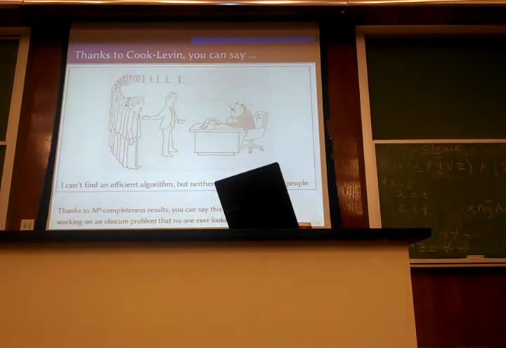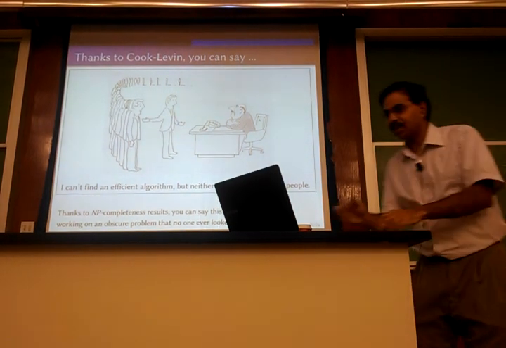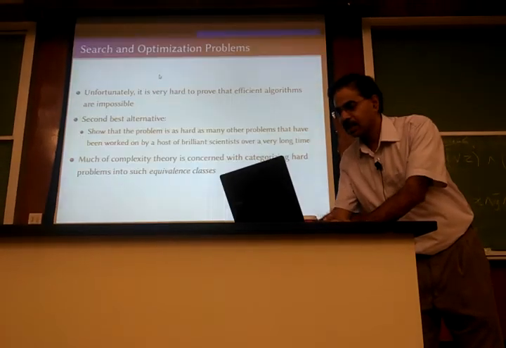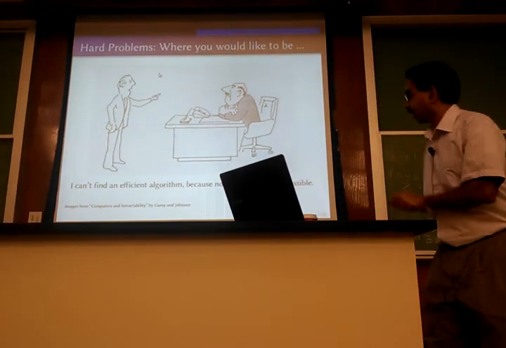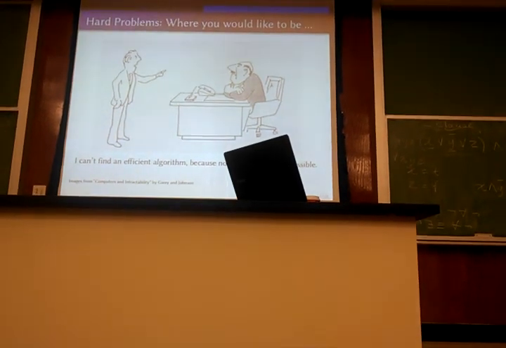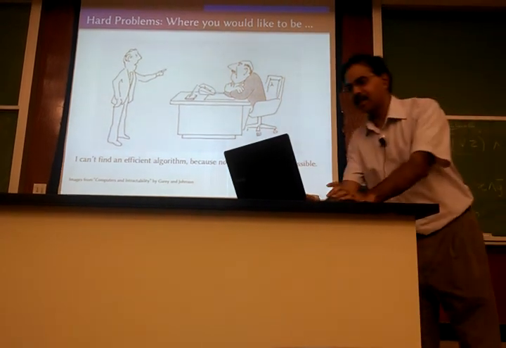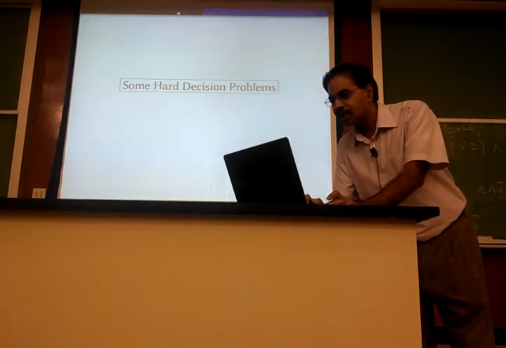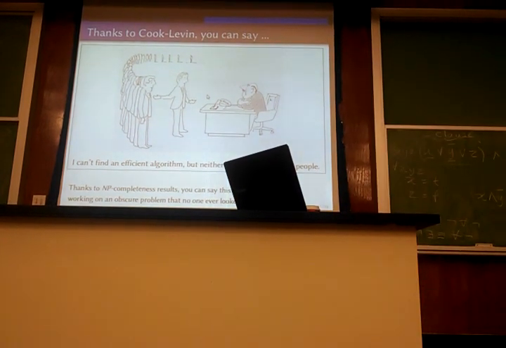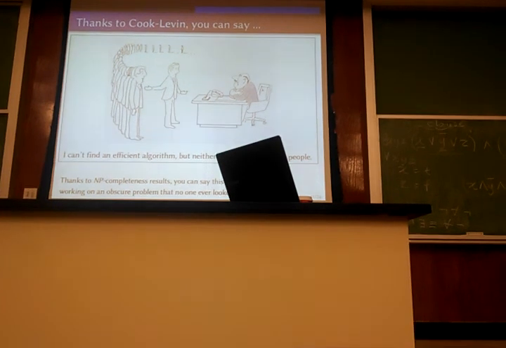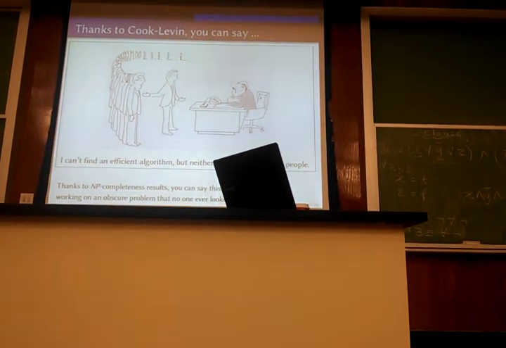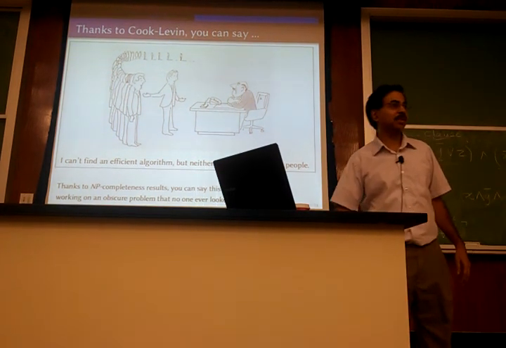So, as a result, we come back to our cartoon, and again, remember, what did you want to say? Right. This is what you wanted to say, right? I can't find an efficient algorithm because there isn't any. Unfortunately, you couldn't do that, but instead you are able to at least say, well, it's not that I am the only stupid person in the world. All these famous people are also equally stupid because they are not going to be able to solve these problems.